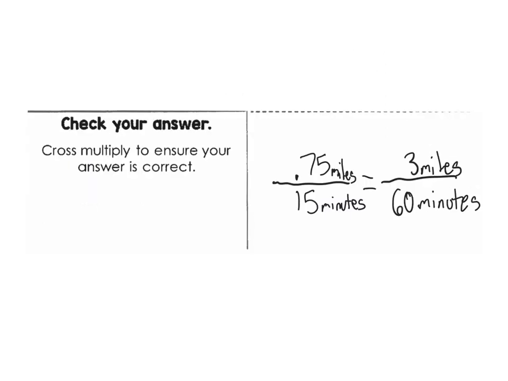So the last step is to make sure our answer is correct. And we do that by cross-multiplying. So we do again 15 times 3. We learned in the last slide that that was 45. Then we do 60 times 0.75, sorry. So we multiply 0.75 times 60.